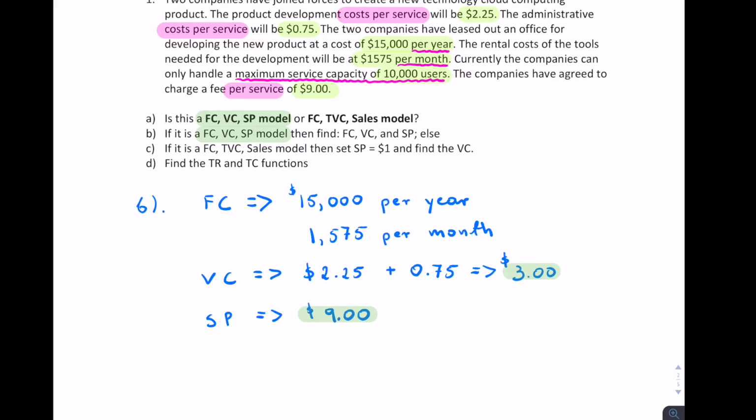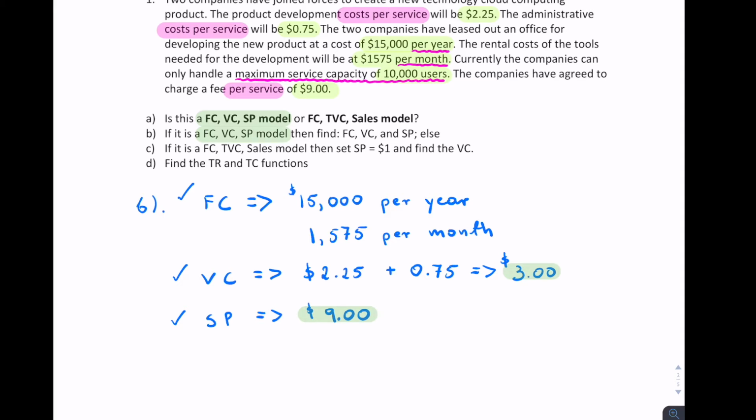So part C says if it is the other model. Well, it's not that model, so part C is irrelevant. Now for part D, finding your total revenue and your total cost functions, these can now be created because you have your fixed costs, variable costs, and selling price. Now the key item is that they have to tell you the time length for these functions. Is it on an annual basis per year? Is it per quarter? Is it for 2 years? So we would need a little bit more information.